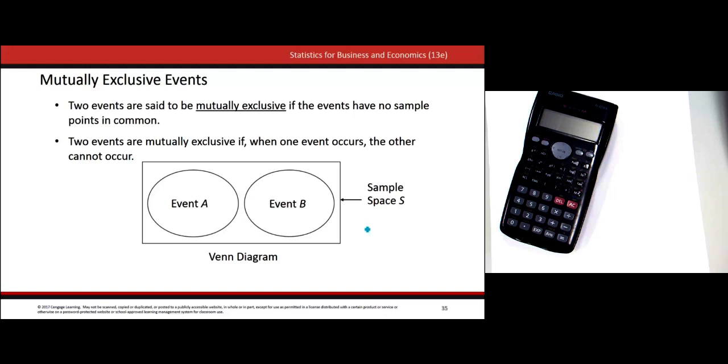So if two events are mutually exclusive, since they cannot happen at the same time, probability of A intersect B is 0. Probability of A intersect B is 0 for mutually exclusive events, because they don't have any common sample points.